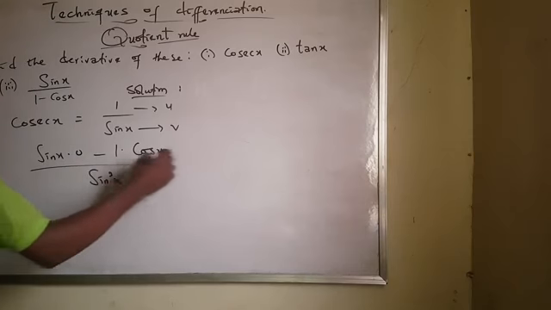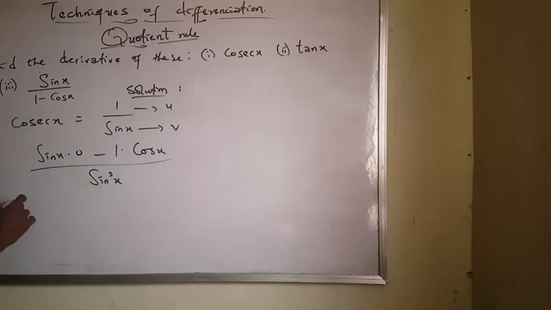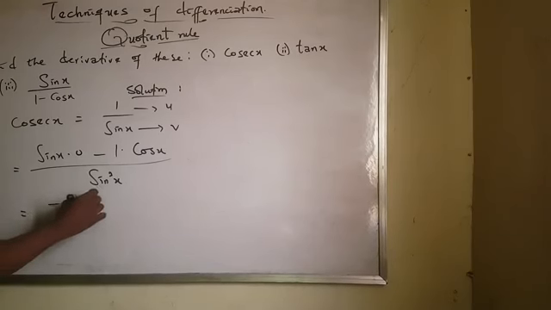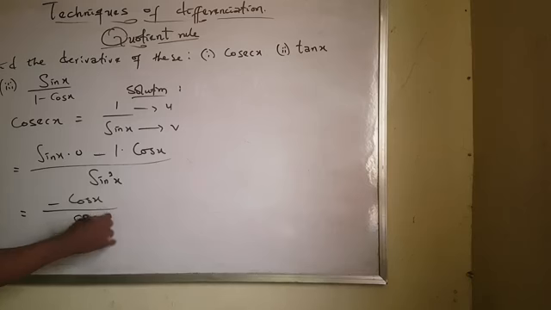So what will this be equal to? This should be equal to minus cos x upon sin squared x. Do you get this? And what does this mean? What is sin squared x? What can we do with that?